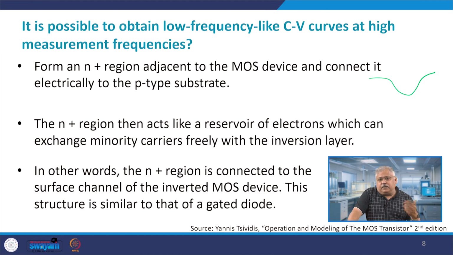If you form an N plus region adjacent to the MOS device and connect it electrically to the P type substrate, that is possible, right. Now, what will happen is this N plus region will be acting as a reservoir of electrons.